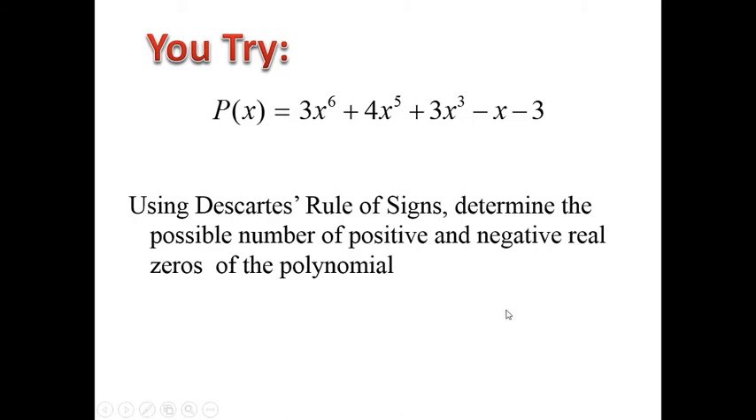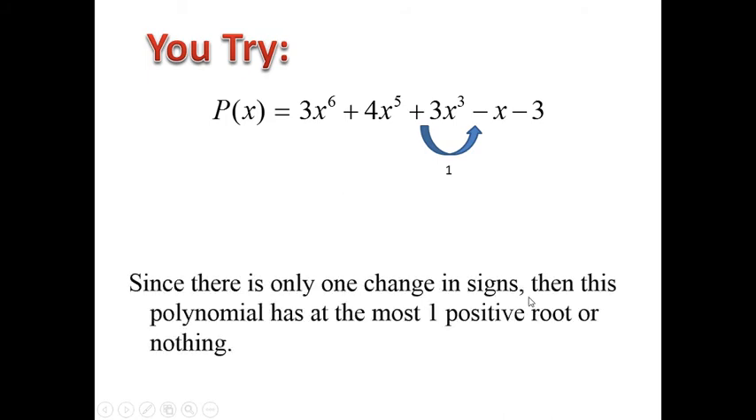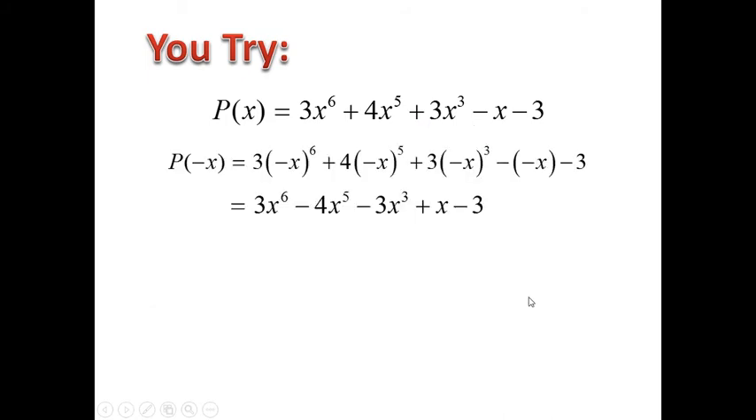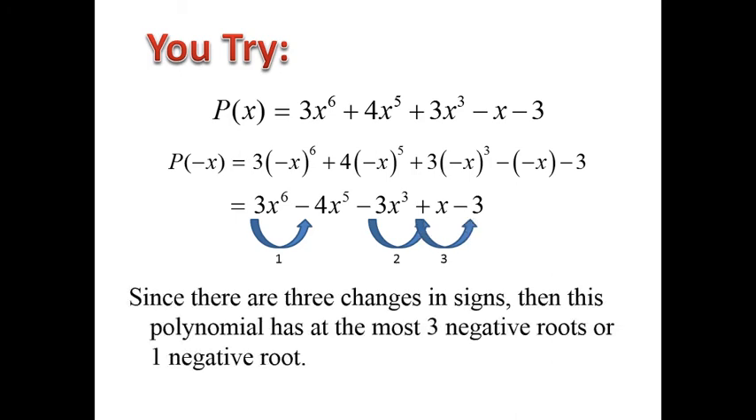And here's the problem that you can try to find the positive and the negative real zeros. For the positive real zero, there's only one sign change. And then for the negative, you plug in negative for all the variables, and then you want to show that one sign change, 2 sign changes, and then 3 sign changes. So either we do have 3 negative roots or 1 negative root.